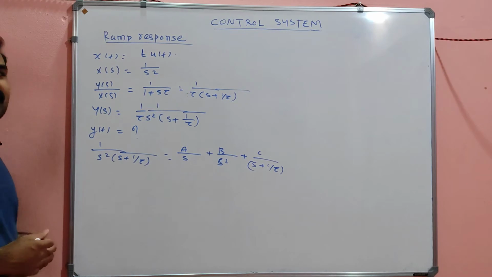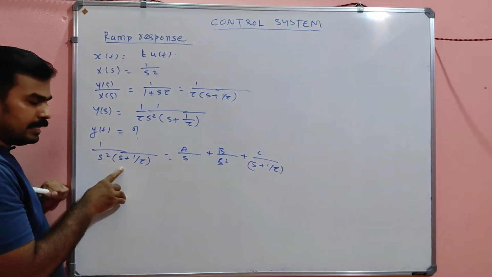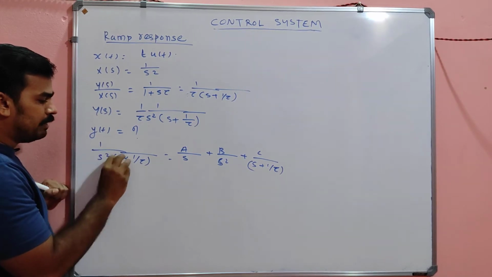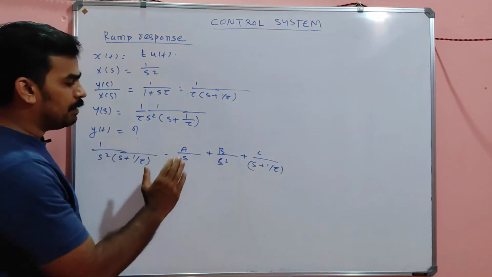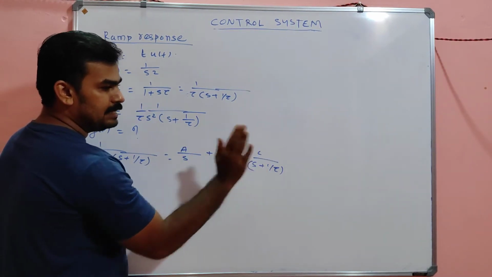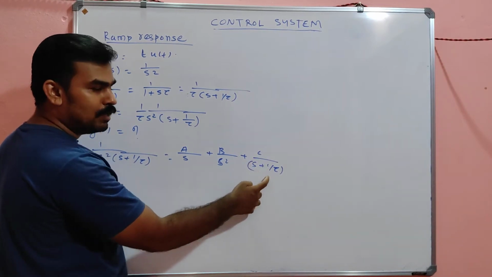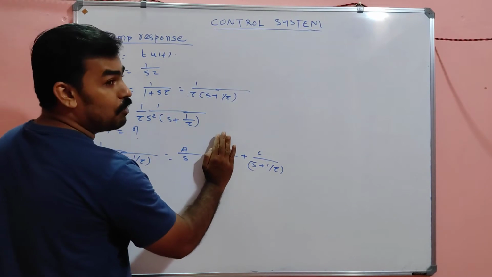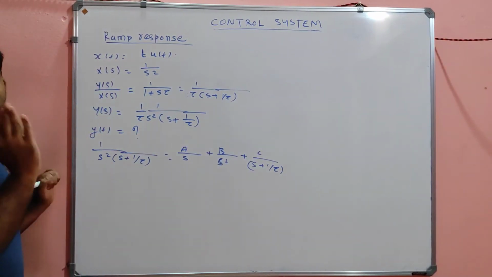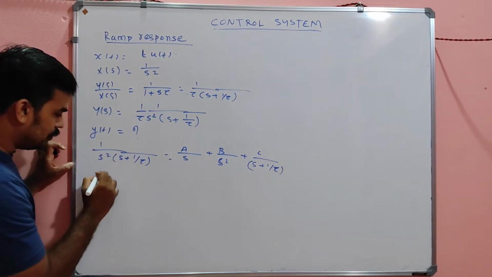Again you can apply the cover up rule now, but the denominator here contains a factor of s square and a factor of s plus 1 by tau. So the cover up rule is only applicable for b and c, because b contains s square as denominator, c contains s plus 1 by tau as denominator. So only the cover up rule will apply for finding the constants b and c, not for a. Okay, let's find b and c now, my dear.